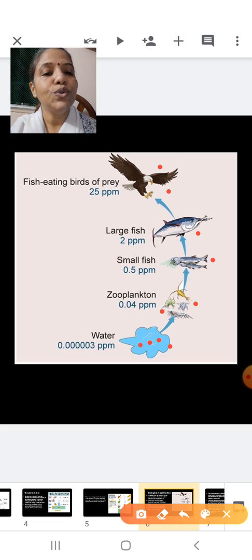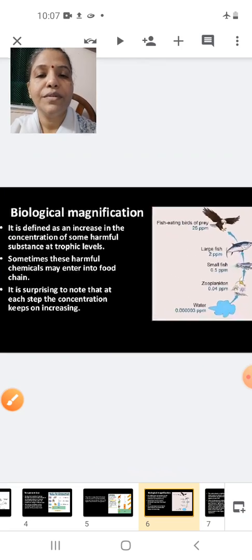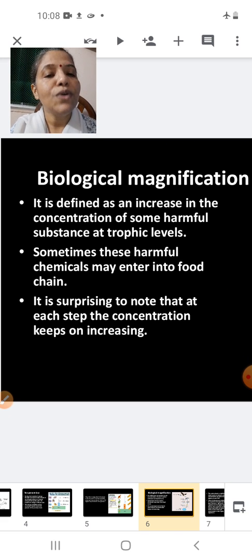Let's do the reading part now. Biological magnification is defined as an increase in the concentration of some harmful substances at each trophic level. Sometimes these harmful chemicals may enter the food chain. It is surprising to note that at each step the concentration keeps on increasing. We have seen that.